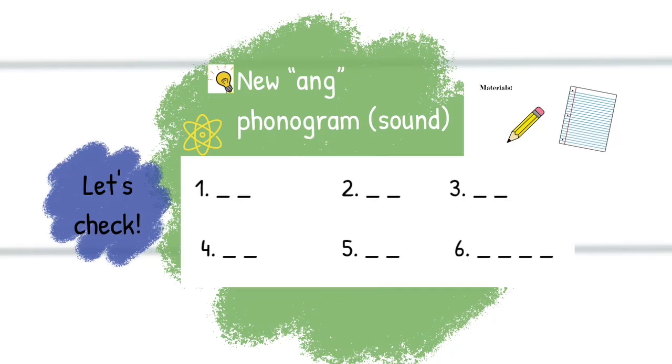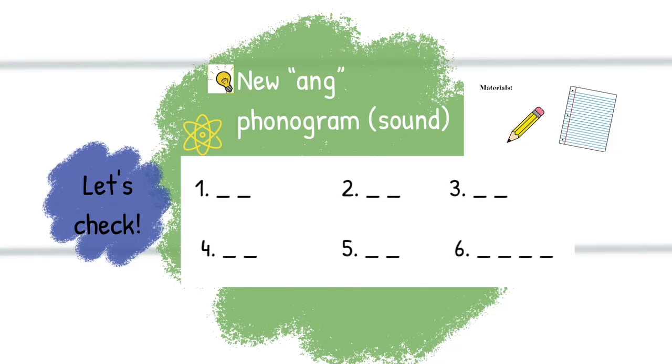All right, friends, we're ready for our new sound, our new phonogram. Okay, our new sound is that ang sound. There are 3 letters, but guys, don't forget, it's only saying one sound. We're not breaking each of the letters into separate sounds. It's just one sound, ang. Okay, we're going to have 6 words. And here we go.